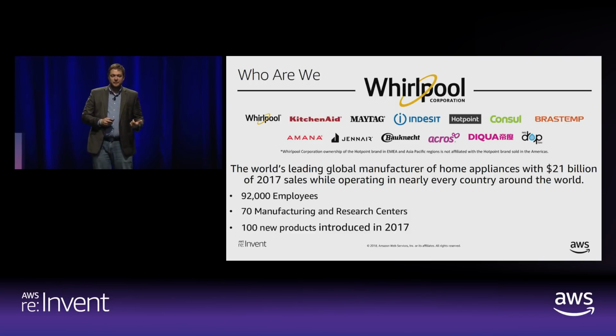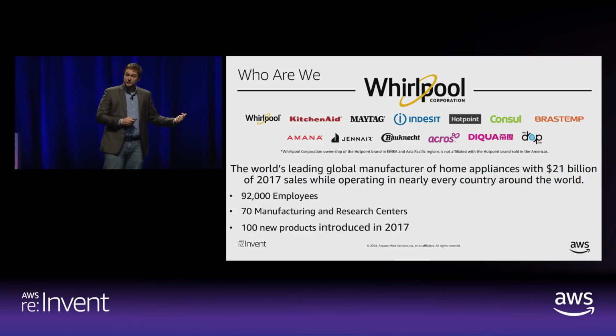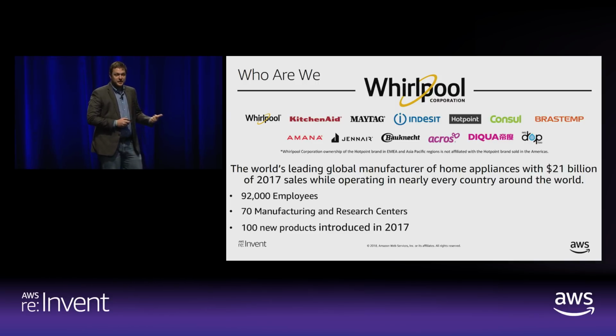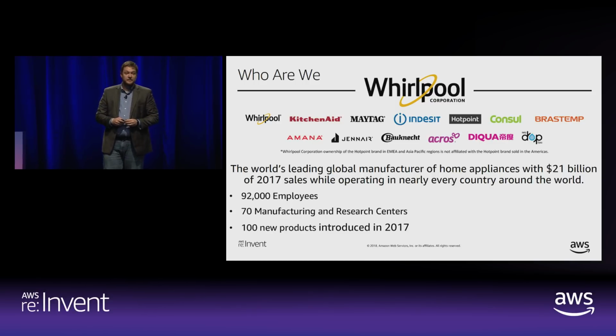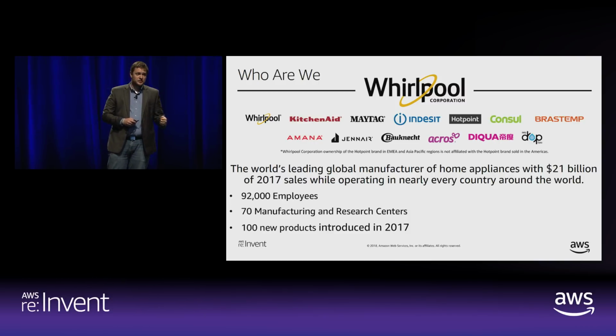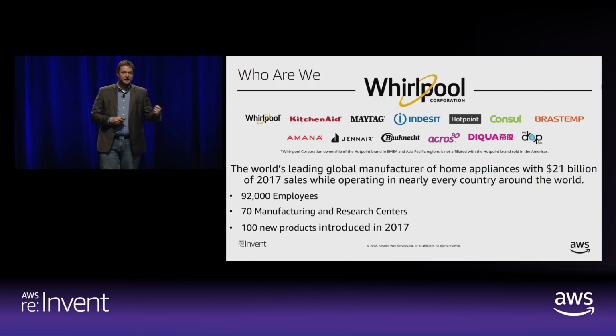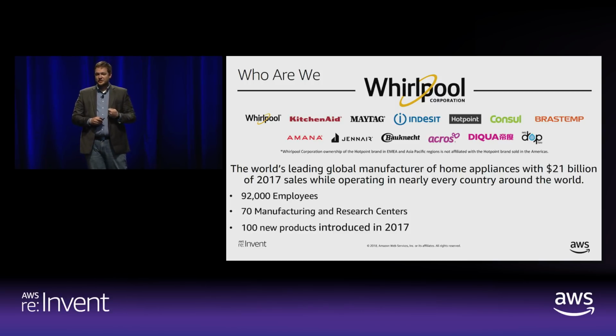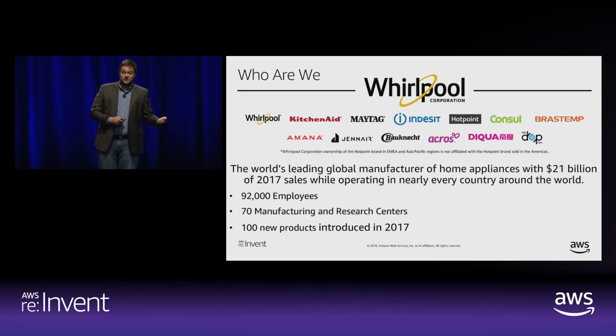Most people, I think, know that brand, but we also operate under a number of different brands, many of which you probably know: KitchenAid, Maytag, Jenn-Air, and Amana in the United States, as well as a number of other brands internationally. It's almost a 100,000 person company, 70 manufacturing and research centers, and over 100 years of history. So it's a really interesting company to try to take into the cloud because it's gone through a number of evolutions and continues to do so.